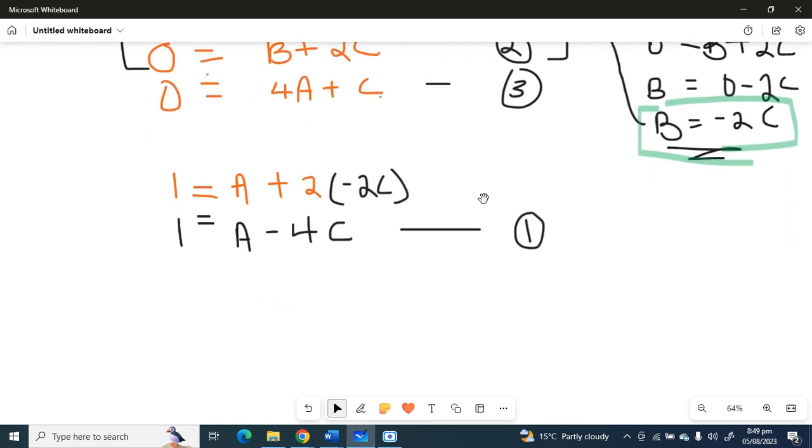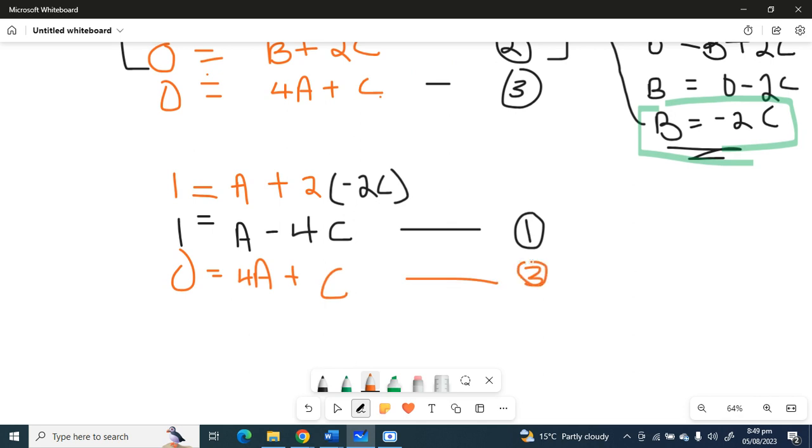And I said we're going to work with equation 1 and 3. Equation 3 is here: 0 equals 4a plus c. So now we can solve these as simultaneous equations.